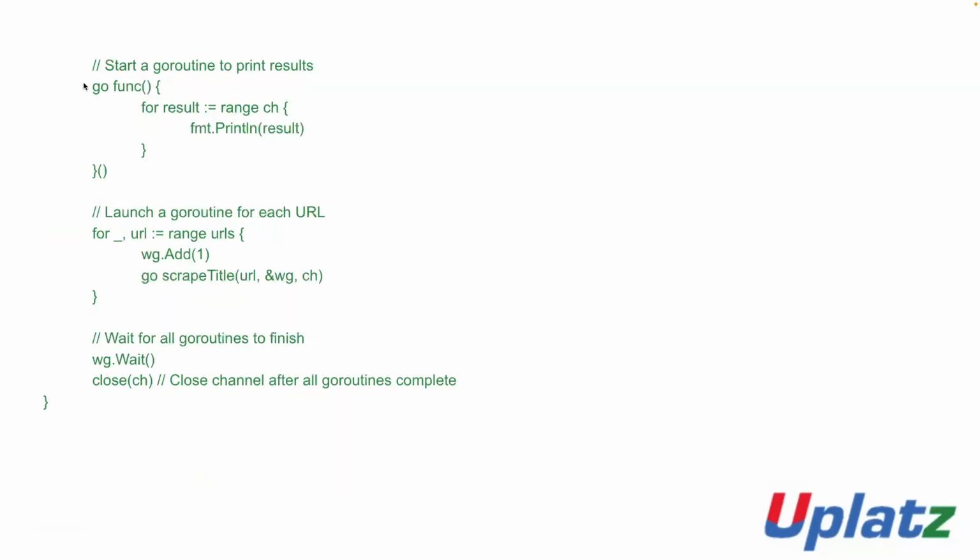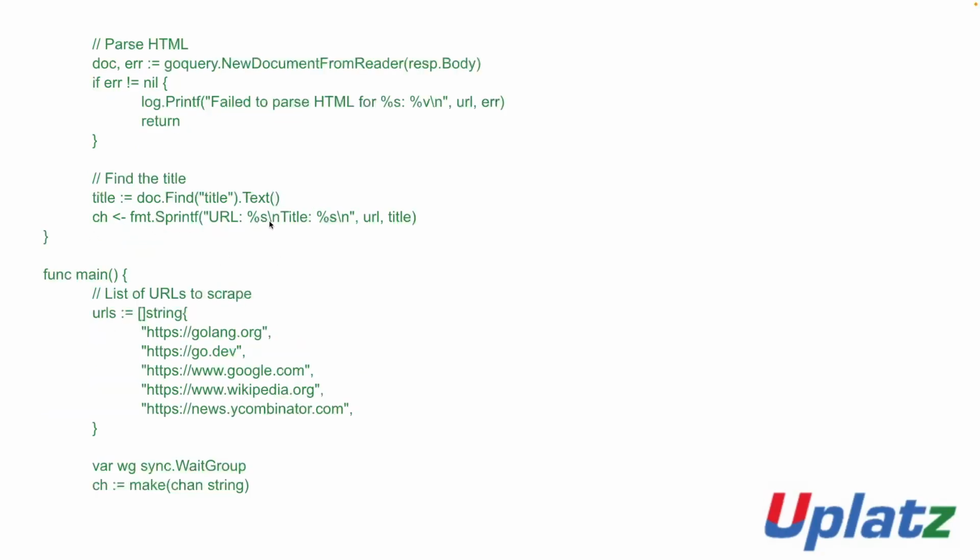Next, now go func. It calls a goroutine. It's a closure, so it's an unnamed function. This func and body is like that, and it's immediately called. And what does it do? for result := range ch. So some values will be stored there. Until these values are finished, do fmt.Println(result). And what is stored inside ch? This URL and this title value is stored there.